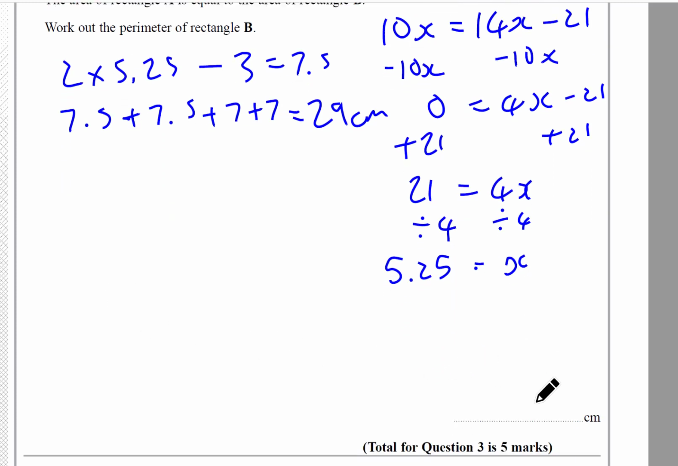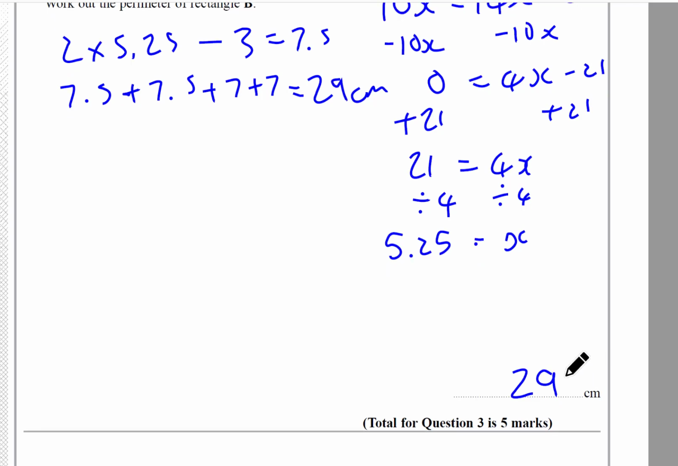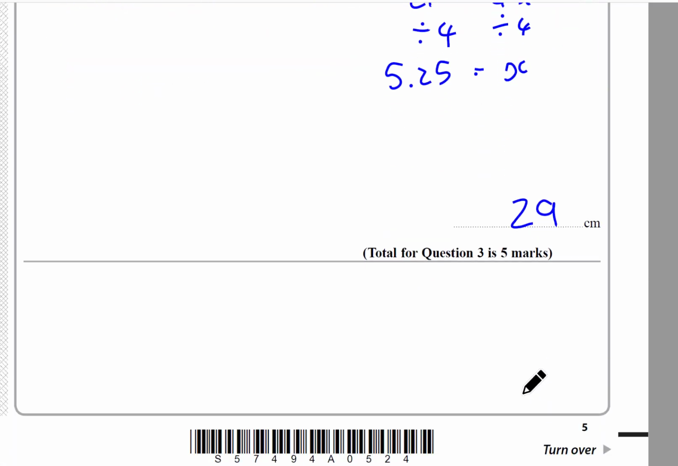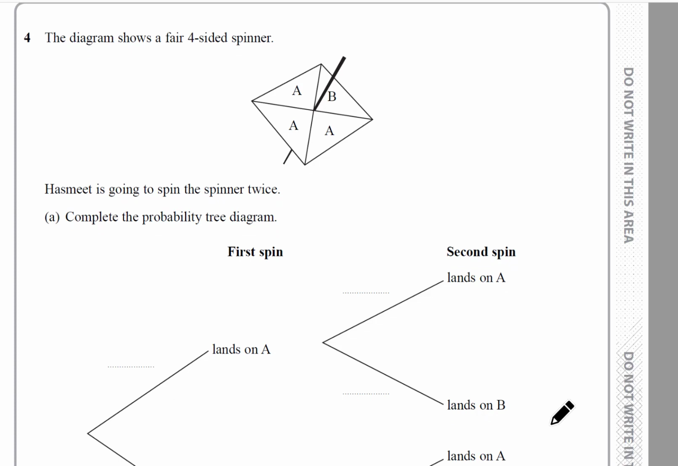And they give you a little space here. Right, so that is those 5 marks. You've got to earn those, right? And it's very easily done.